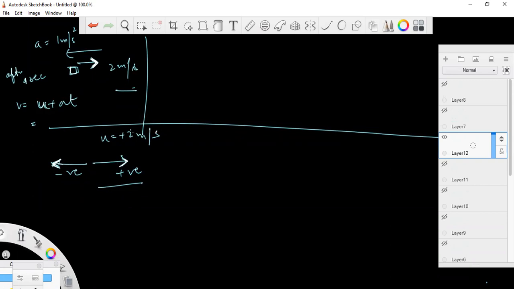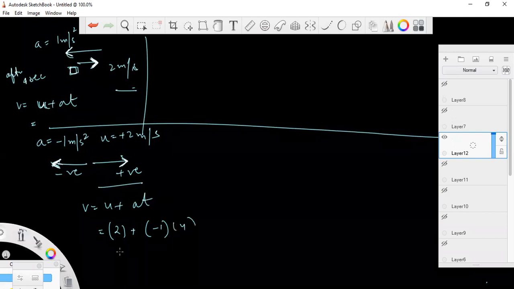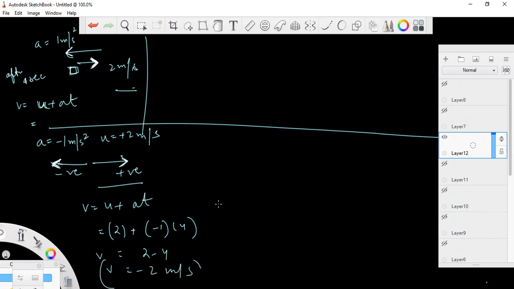Okay. Since my U is +2, my acceleration is acting in the opposite direction. That means my A is what? -1. Is that okay? Yes, sir. Now if I put the equation V is U plus AT, my U value is +2 and my A value is -1. And my T value, I asked you at 4 seconds. This is 4. This is 2 minus 4. What is this? -2. What does this mean? -2. What is the significance of -2? Opposite direction. It is moving with 2 meter per second in the opposite direction.